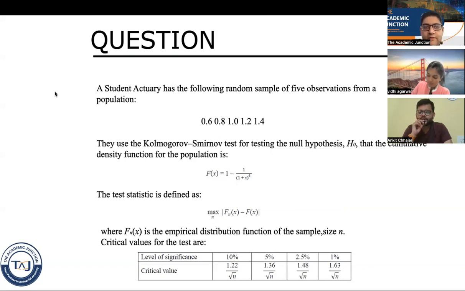A student actuary is given the following random sample of 5 observations from a population, and they've given the random samples. Then they say that they use the Kolmogorov-Smirnov test for testing the null hypothesis that the cumulative distribution function for the population is F(x) = 1 - (1/(1+x))^4. The test statistic is given, which is max of |Fn(x) - F(x)|, where Fn(x) is the empirical distribution of the sample, and they've given the critical values of the test.